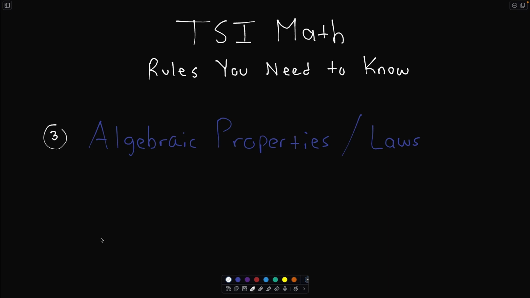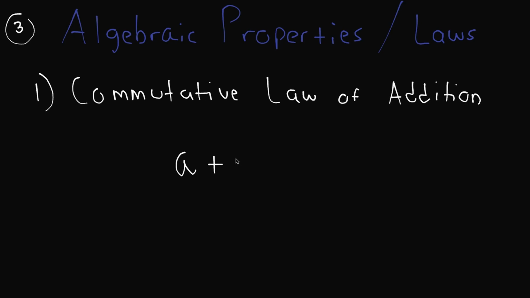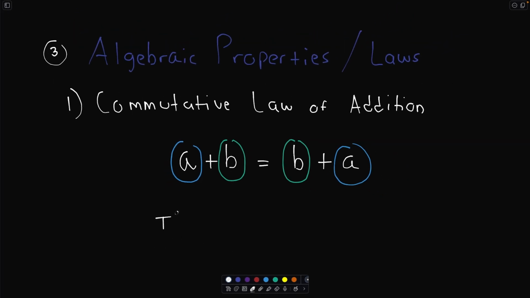Algebraic properties / laws. The first law is the Commutative Law of Addition. This says if you have A plus B, you could rewrite that as B plus A. And as you can see, A is here, B is here, and when it's rewritten, B comes first, and then A comes second. The order doesn't matter with this law.